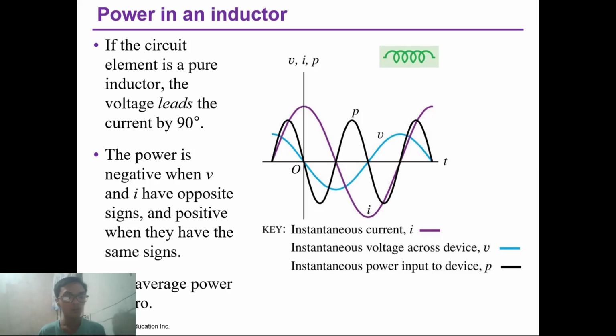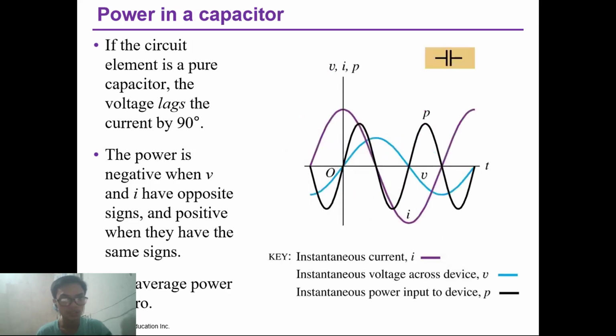So for a pure inductor, voltage leads current by 90 degrees. Instantaneous power alternates between positive and negative. The average power is equal to zero. And the energy is stored in the magnetic field and returned to the source. So why does an inductor not consume net energy?